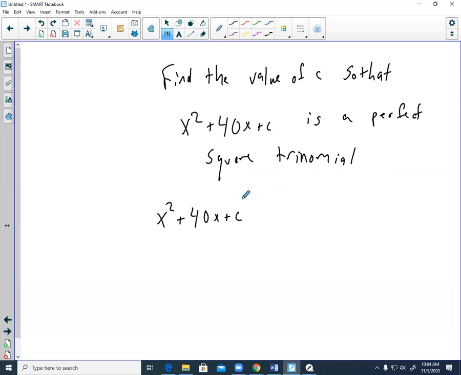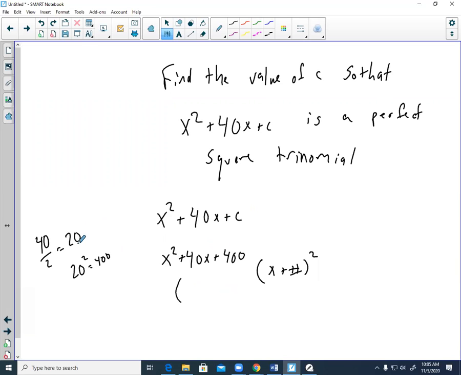They want to know what value C has to be in order for me to rewrite this as x plus something squared. So what I'm going to do is take my b over 2, which is 20, and then I'm going to square it, which is 400. So that 400 will get added right here, because when you do x squared plus 40x plus 400, that will factor into x plus b squared. So this is the value of C.